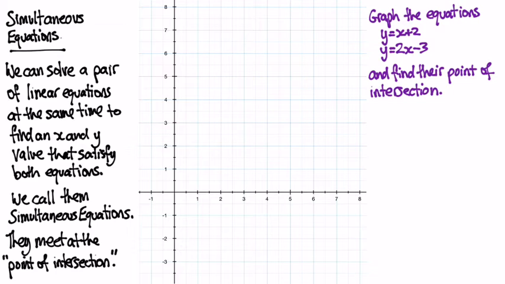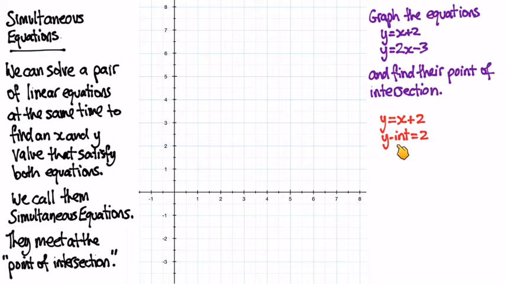Let's have a look at these two equations: y equals x plus 2 and y equals 2x minus 3. We're going to find their point of intersection after we graph them. How can I graph these? Well, let's take this one first of all, x plus 2.